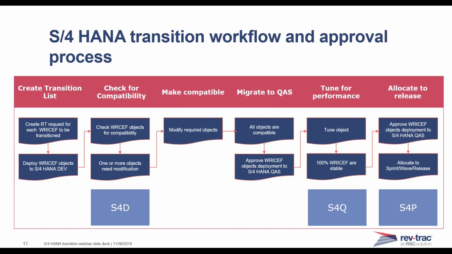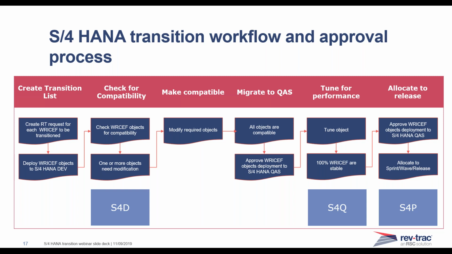Now, within the SAP tools, one can just check all of the objects that have been identified. You'll know which objects are related to that RICEF, so you can search for those and check those and understand which are compatible and which are not. So we'll check the RICEF objects for compatibility. Of course, it's highly likely one or more of those may need modification. Then those modifications will be completed. Now, that may be an iterative process, and I'll show you how Rev-Trac manages that shortly. Once all the objects are compatible, they'll then be approved.